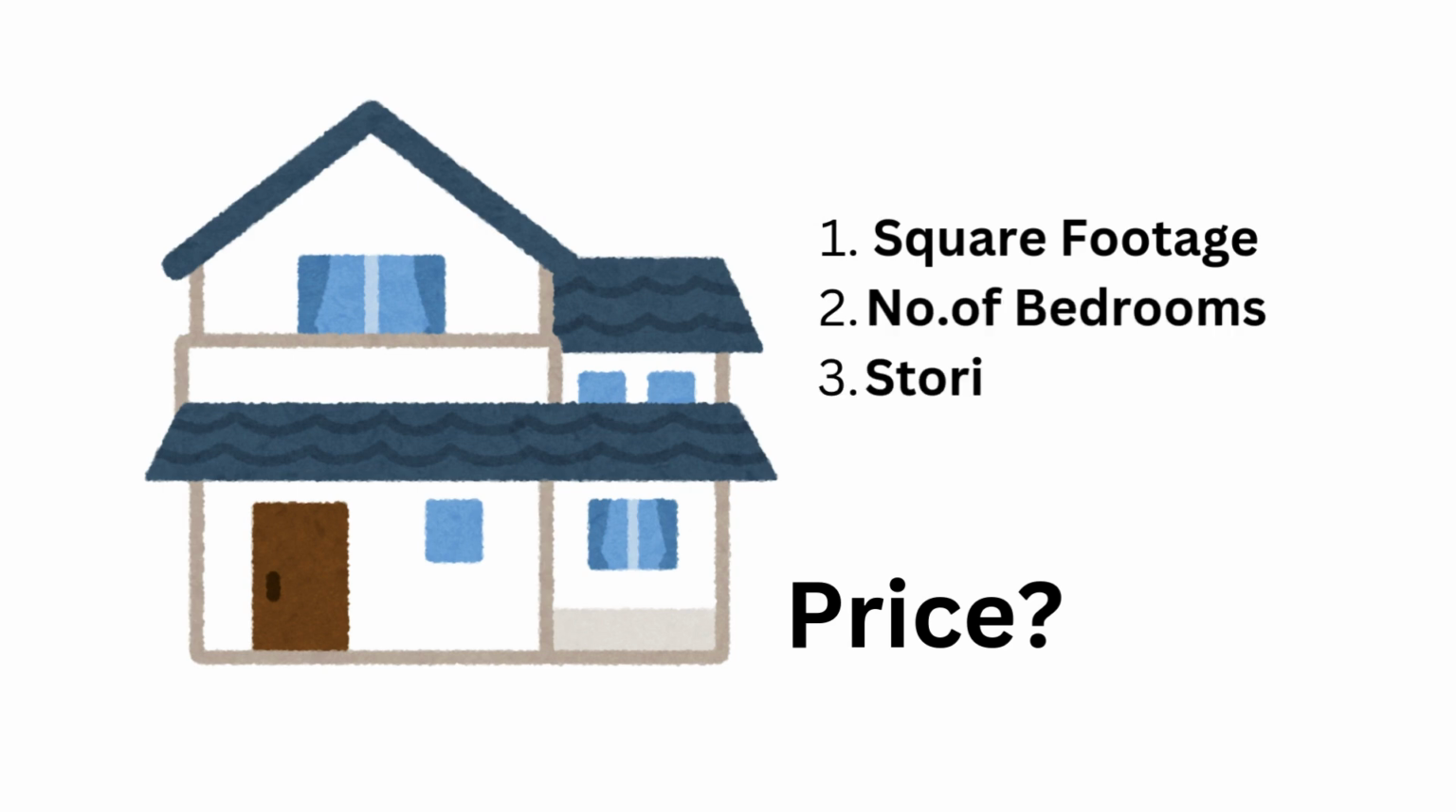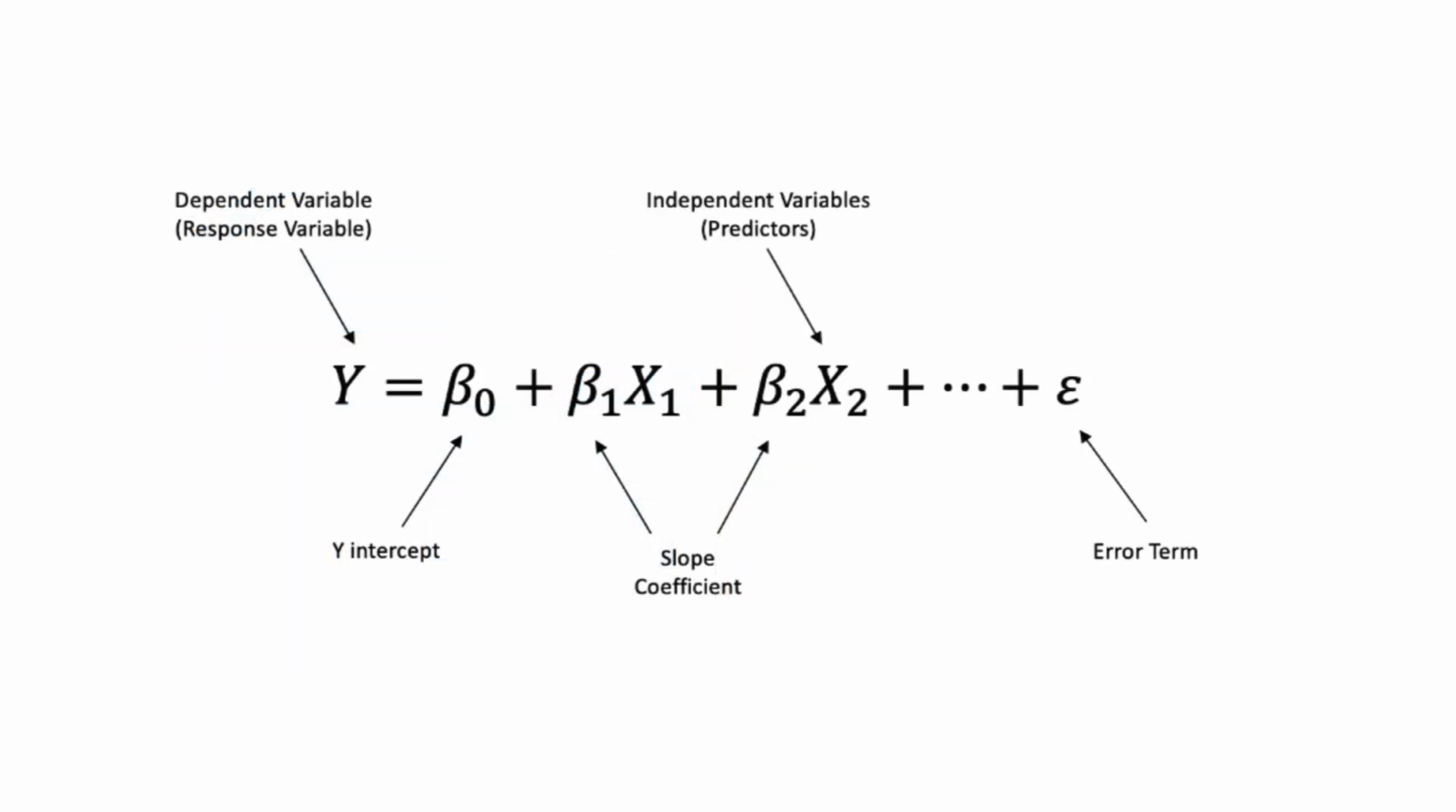Imagine you are trying to predict house prices. Square footage, the number of bedrooms, and the stories of the property could all contribute to the price. With multiple regression, we can incorporate all these factors into a single model to make more accurate predictions.